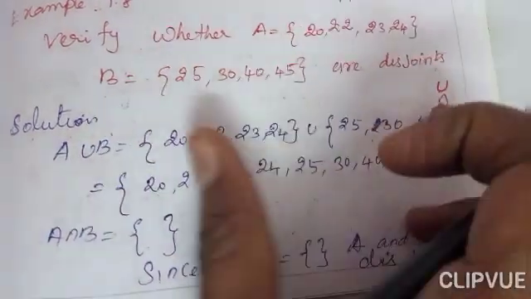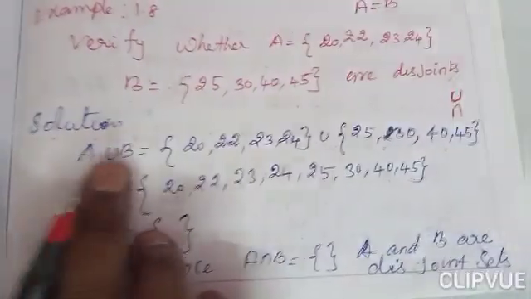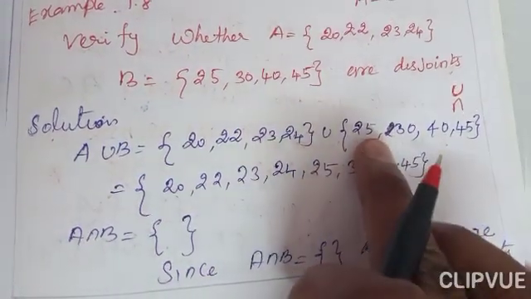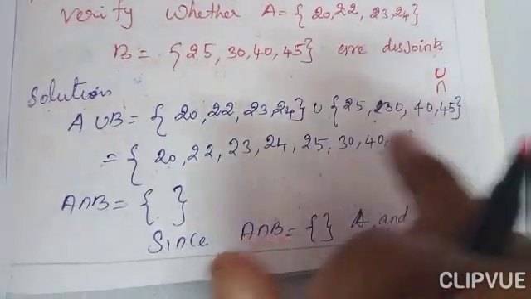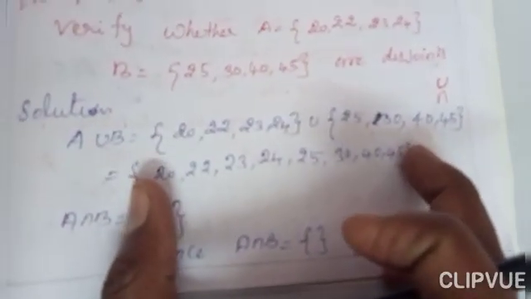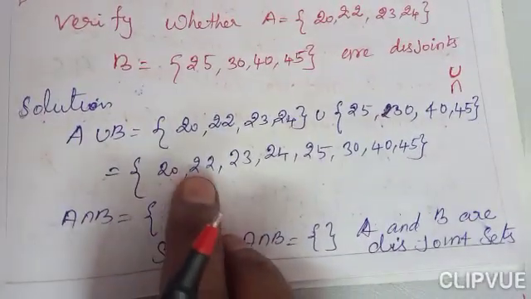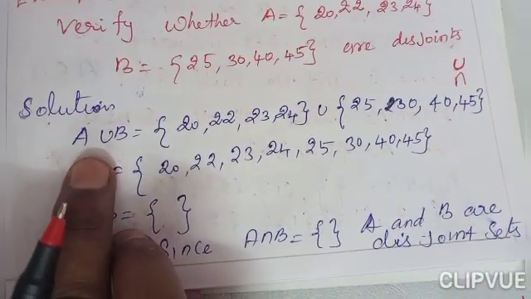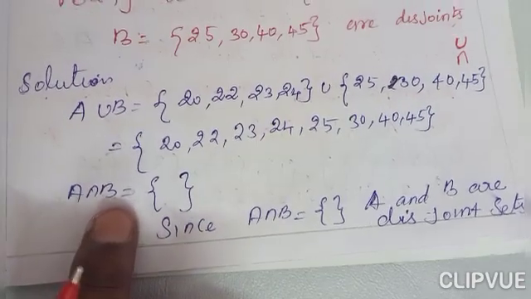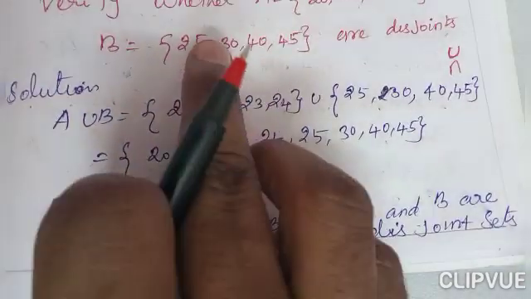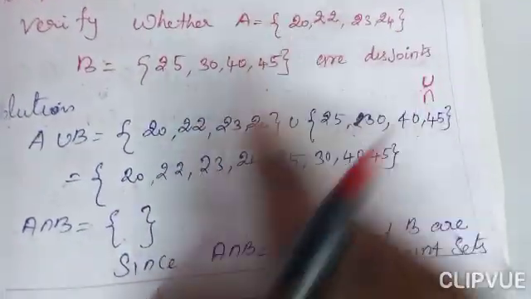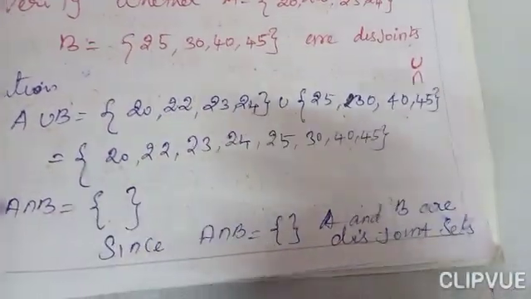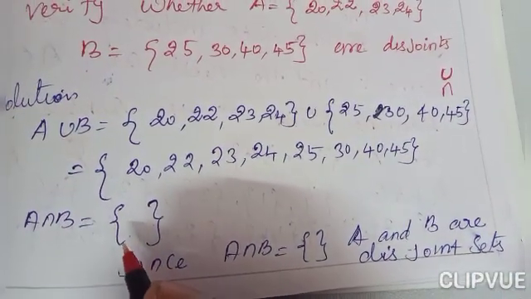Union is very simple. We are joining the two sets. Set A is given as 20, 22, 23, 24, and set B is given as 25, 30, 40, 45. Here I am going to club the two sets: 20, 22, 23, 24, and after that 25, 30, 40, 45. This is A union B. A intersection B is where we take the common elements in sets A and B. Is there any common element? There is no common element. So A intersection B equals the null set.